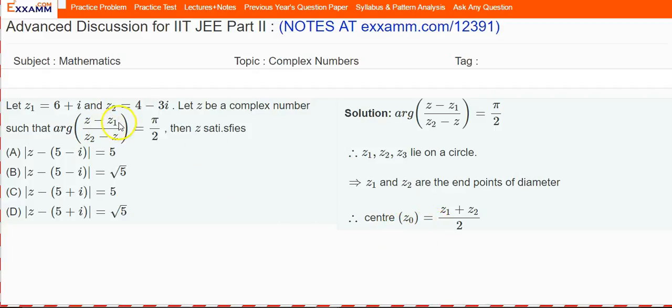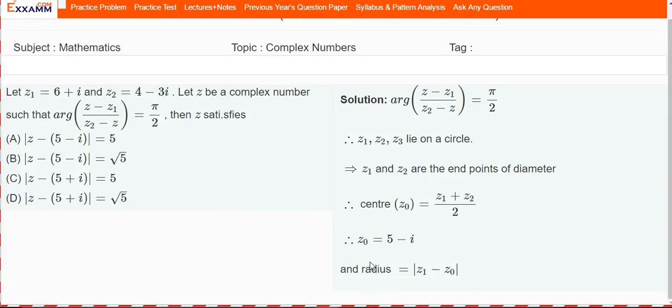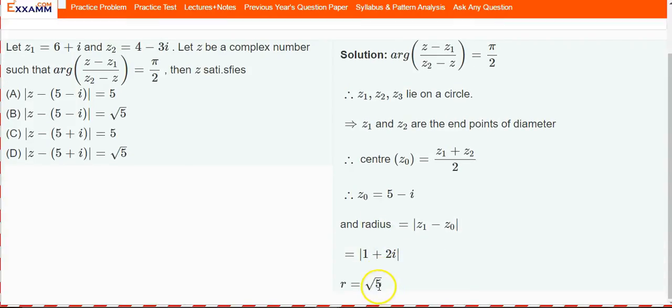Once we have found Z0, since Z1 and Z2 are given, we know Z0 would be 5 minus I. And what is the radius? We take its distance from any of Z1 or Z2, it would be the same, and it would be modulus of Z1 minus Z0, so the radius is equal to modulus of 1 plus 2I, that is root 5. So the equation we get is modulus of Z minus Z0, that is modulus of Z minus (5 minus I), is equal to root 5. So this B option is correct here.